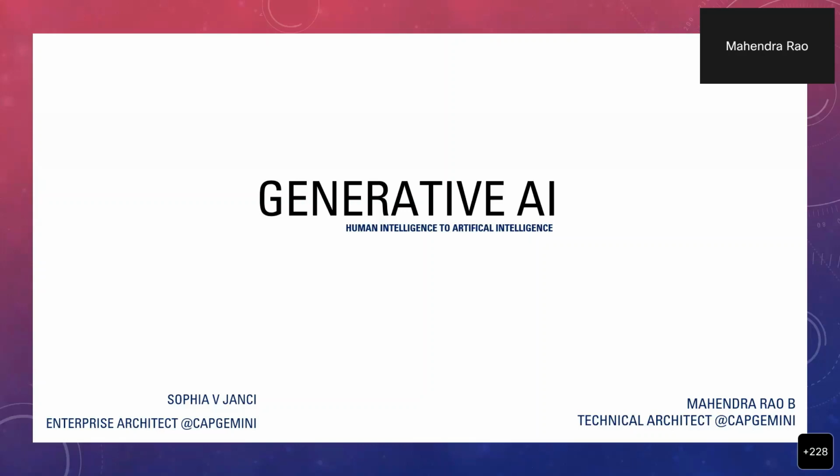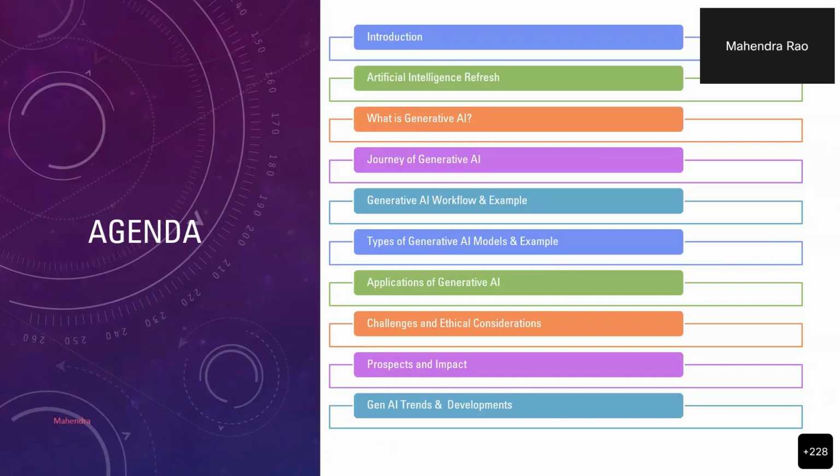With that, I would like to give you the brief agenda of what we are going to talk about. Before we talk about generative AI, we need to talk about what artificial intelligence is all about, which class generative AI falls into, how that journey has started, what the workflows are, what the different models are which we are adapting in generative AI, and what the different applications are.